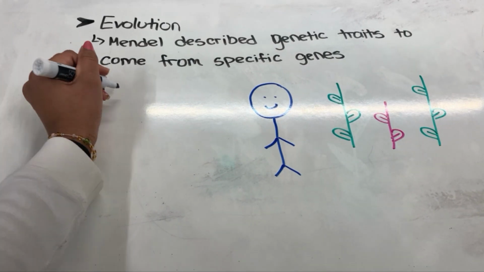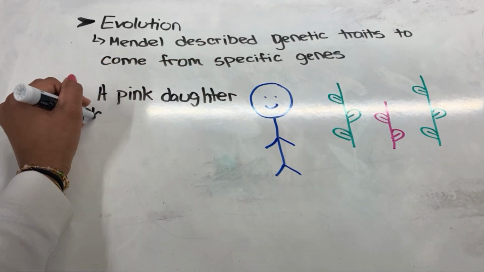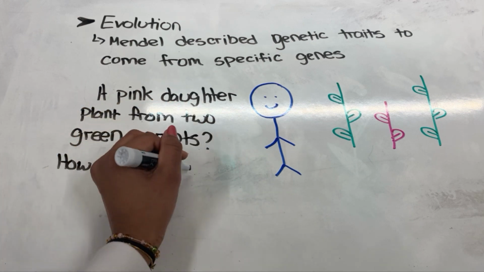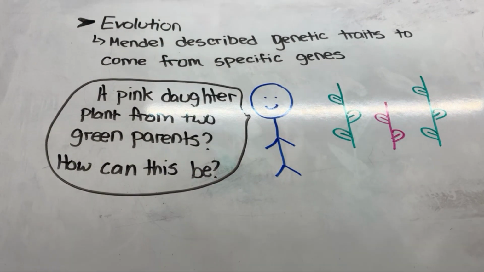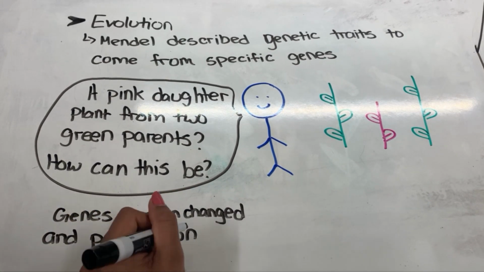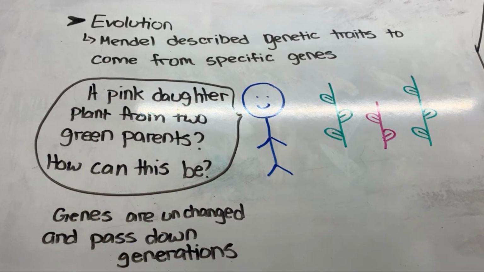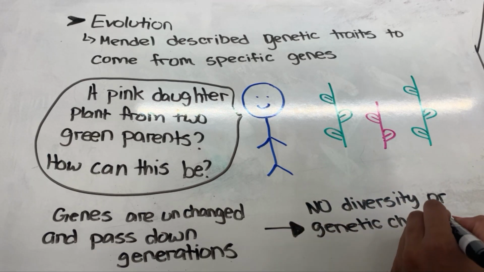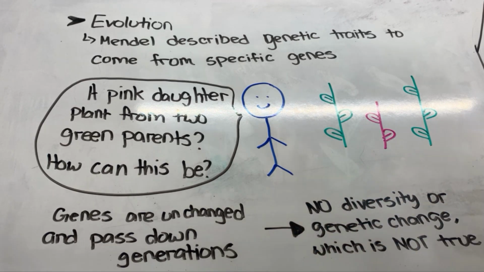Early on, Mendel described genetic traits to come from specific genes. He thought that genes are unchanged and passed down generations. He realized that even if some genes do not appear in one generation, they can be found in the next. We know that this is the general rule to find patterns of inheritance. However, if this rule was always true, there would be no genetic diversity or change. And this is where mutations come in.